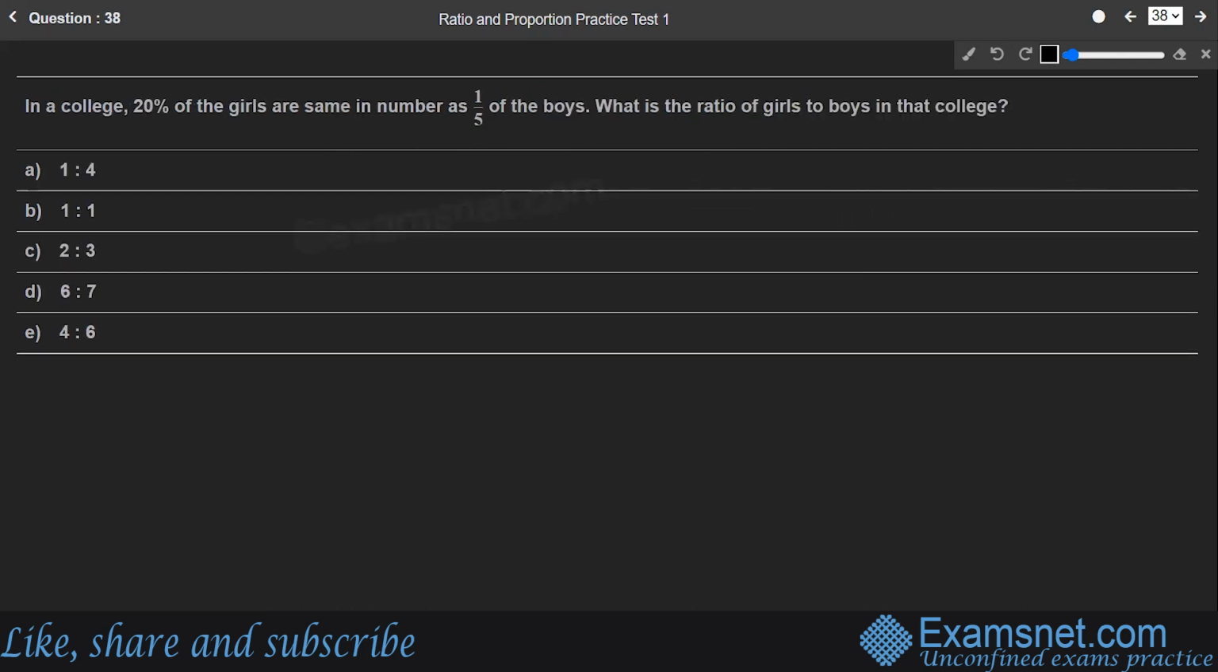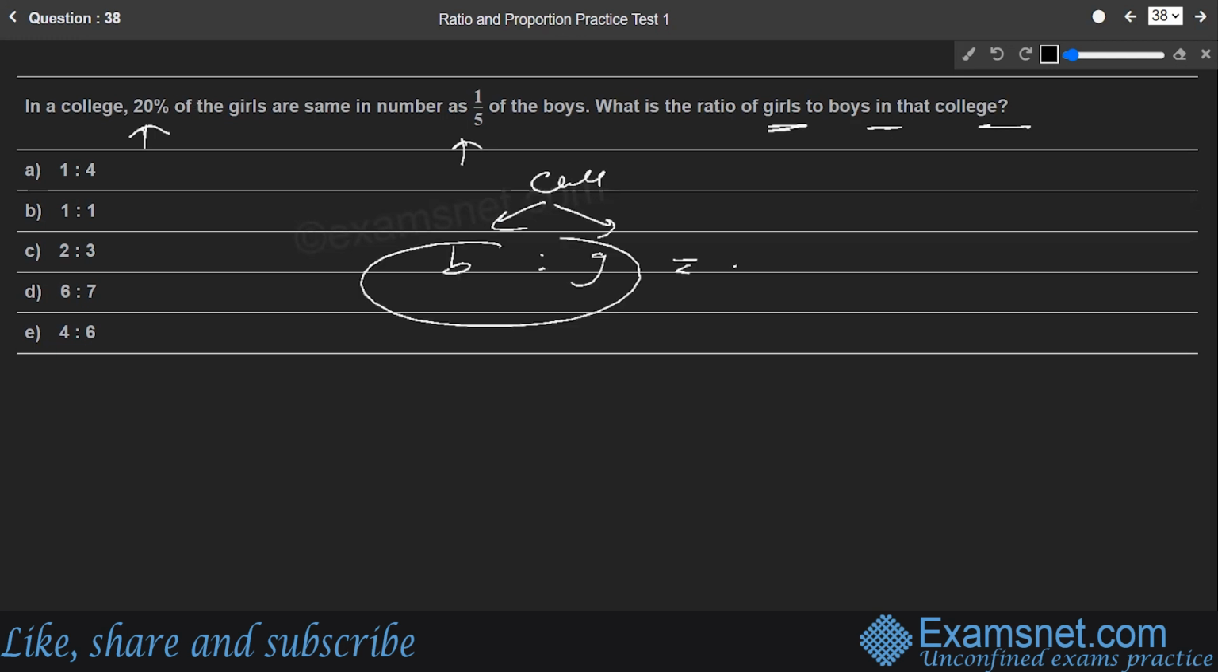Okay, now they say in a college 20% of the girls are the same as 1 by 5 of the boys. What is the ratio of girls to boys? So in a college there are a total number of students. The ratio of boys to girls is to be found out. What is the individual connection they have given?